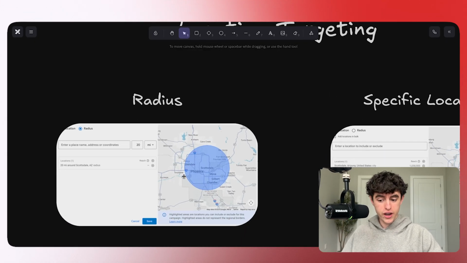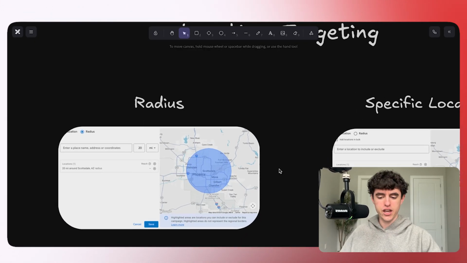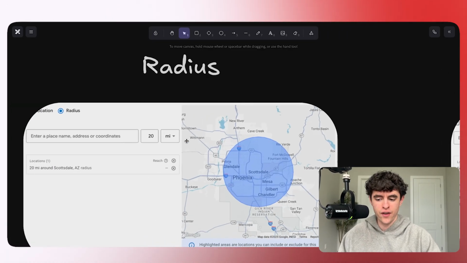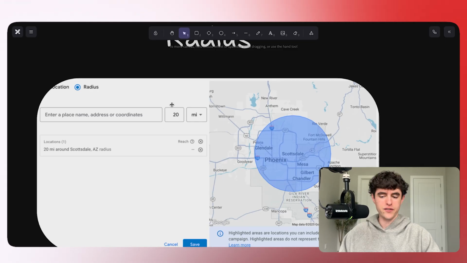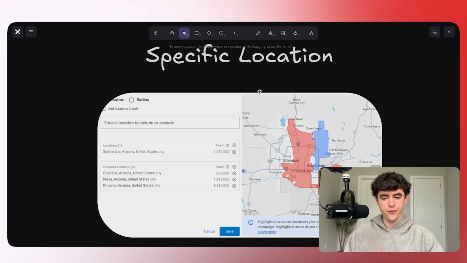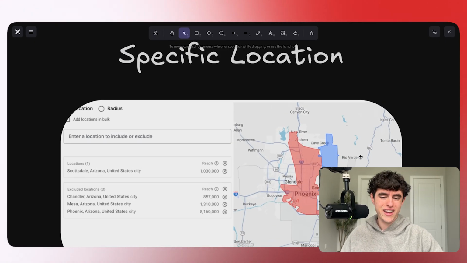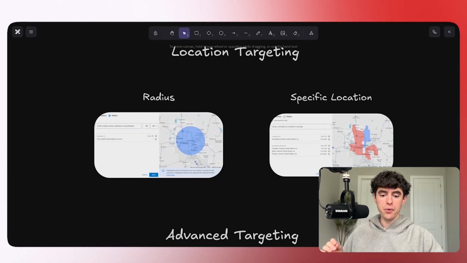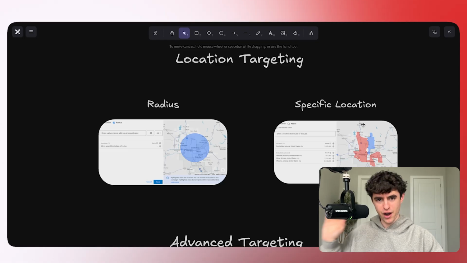There's radius targeting, which is basically just targeting any specific pinpointed location and then having a radius around that. So for example, let's say you're targeting Scottsdale. If you have a 20-mile radius, as you can see, this blue circle, anywhere in it, your videos are going to be shown to people that are searching terms relevant to this location or these locations or that are inside of this location. And then for specific location, this is what I recommend, is targeting an exact location and then just having excluded locations around it.